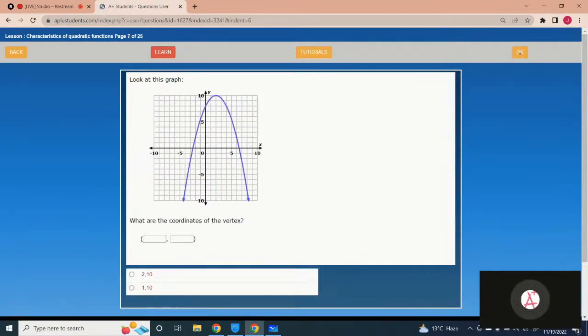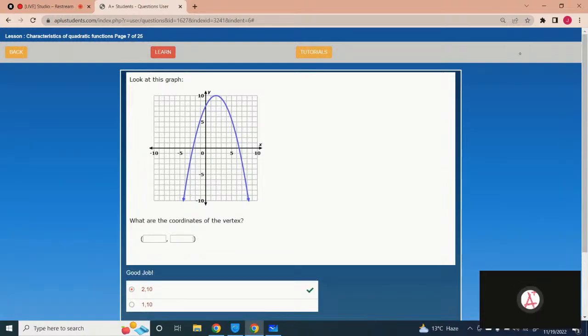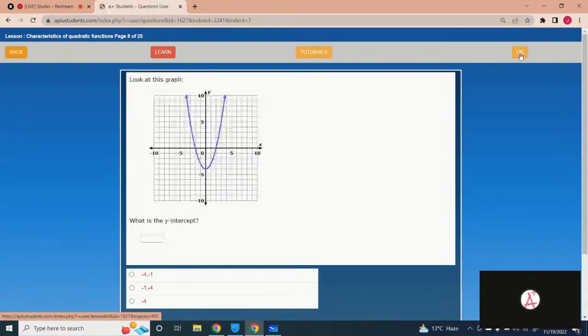Okay, look at this graph. What are the coordinates of the vertex? Here is the coordinate. It would be 10, and that's the one we did in the tutorial. Very good. 2 and 10. X is 2 and Y is 10. Okay, so you can complete the test by yourself later today. Let me just move on to the next topic.